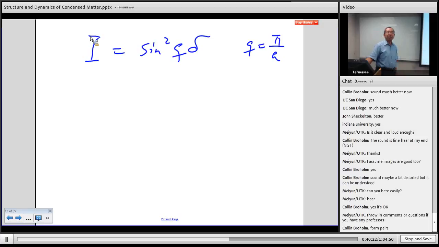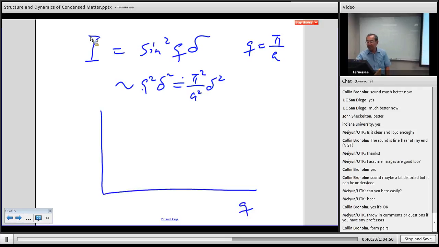So depending on delta, this changes the intensity. This quantity is small, so it's pretty much close to Q squared delta squared. Q squared is pi squared over A squared, so it's pi squared over A squared times delta squared. So what happens is that we have a Bragg peak at 2 pi over A.